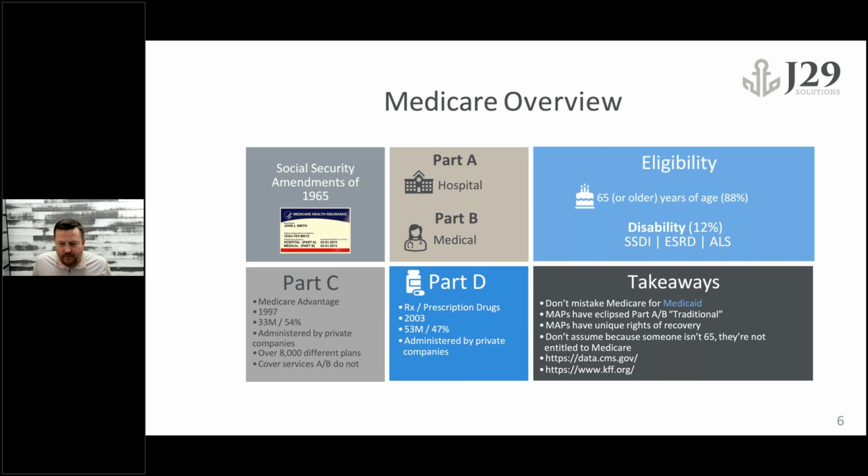Some takeaways I have here, a couple of links. Please don't mistake Medicaid. Each state brands it differently. If you're out in California, it's Medi-Cal. Where I hail from, Massachusetts, it's MassHealth. Each state brands it differently, but Medicaid is totally different. Don't confuse that. Just remember, an individual can be entitled to Medicare under 65 due to a disability. You can go to the next slide, please.